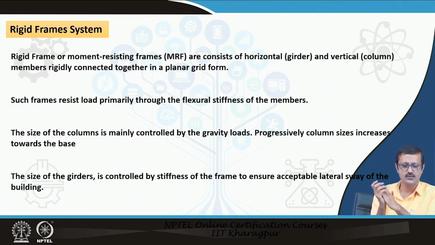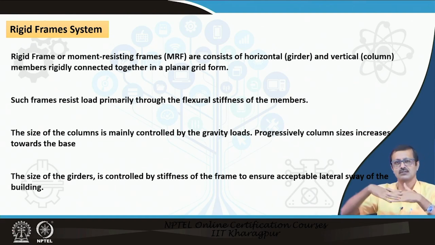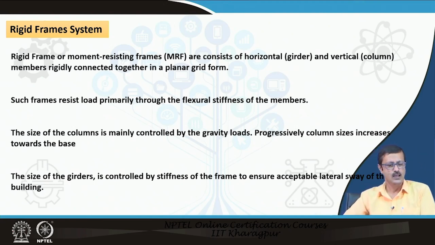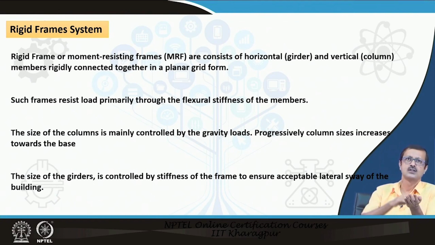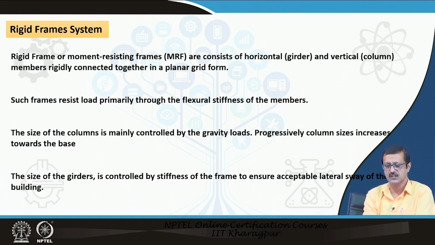Such frames resist load primarily through flexural stiffness, that is, the bending stiffness. The size of the columns is mainly controlled by the gravity load, and the column size progressively increases, as you know, and the columns are distributed thoroughly. The size of the girder is controlled by the stiffness of the frame, ensuring the acceptability of the lateral sway of the building.